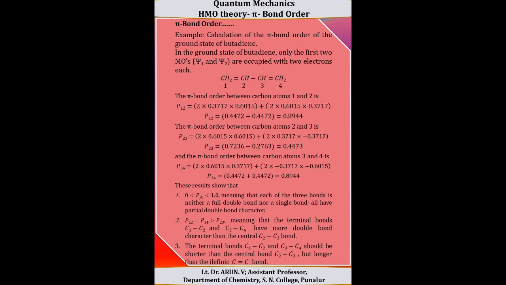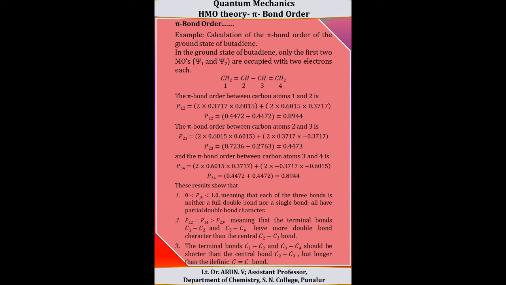Let us study the calculation of the pi bond order of the ground state of the butadiene molecule. In the ground state of butadiene, the HMO calculation gives the first 4 molecular orbitals, that is psi1, psi2, psi3 and psi4. There are 4 electrons. These 4 electrons occupy the first 2 states, that is psi1 and psi2. The structure is represented by CH2 double bond CH, single bond CH, double bond CH2.